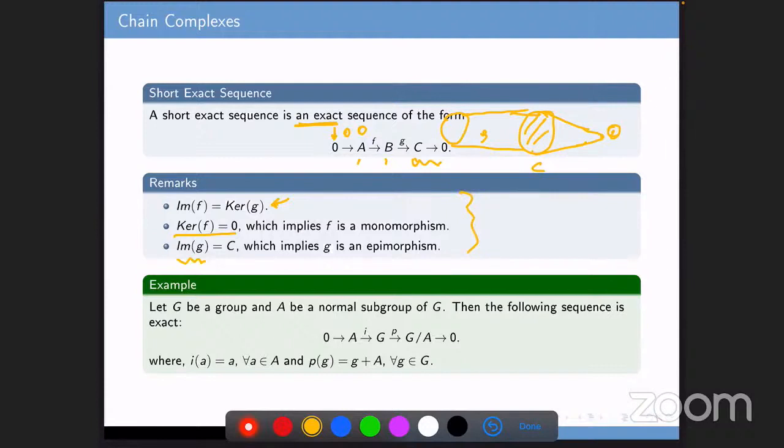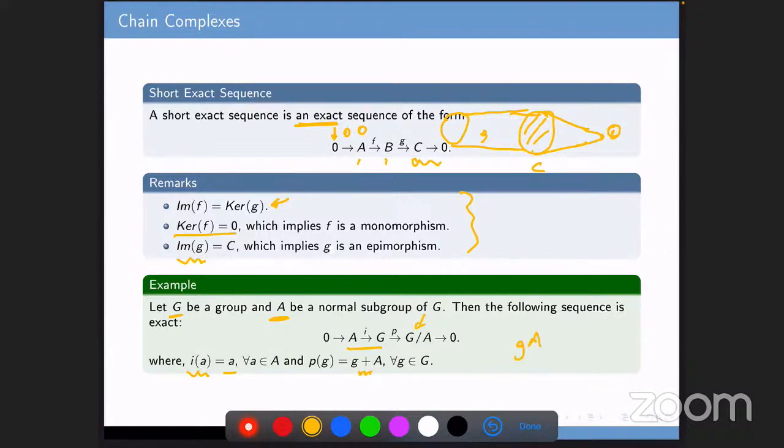Here we have an example of a short exact sequence. We pick a group G and then a normal subgroup A of G, because we are forming this quotient group here, right? And the maps are defined as follows. This is just an inclusion map. Since A is included in G, we can take any element of A to itself, and this is a homomorphism. And the next one is defined as: we pick any element g and take it to its coset. I use the addition notation here. I could also use the left coset notation. So this is a natural projection.